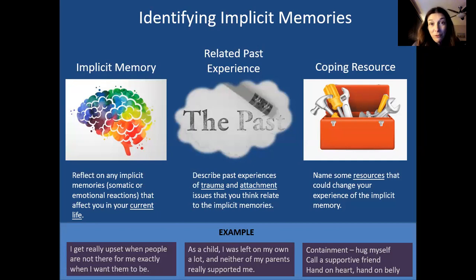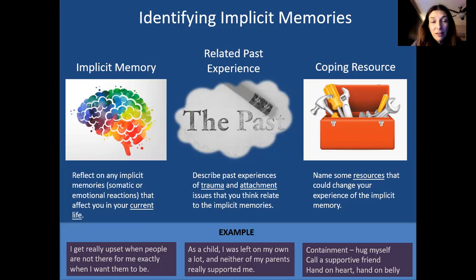Think about, now that we defined it, some implicit memories, so somatic or emotional memories that we believe are affecting your current life. So how am I re-experiencing some of my past in my present circumstances? And then when that happens, how could I trace back and think, well, where did that originate? What was the past circumstance that's fueling my current circumstance and the current reaction I'm having to what's going on now? And then, of course, what coping resource can I use to help me get back into my window of tolerance to cope with it and not get overwhelmed now?